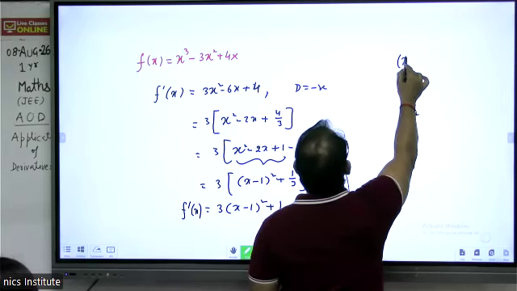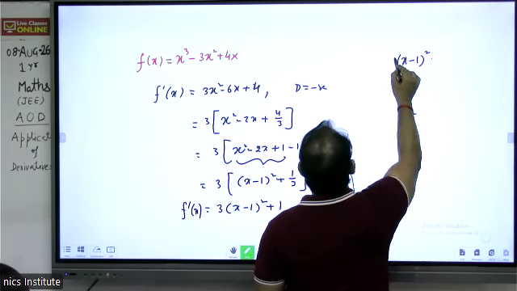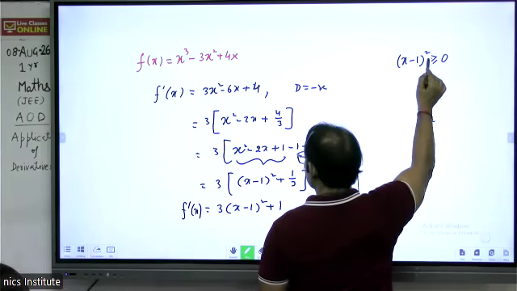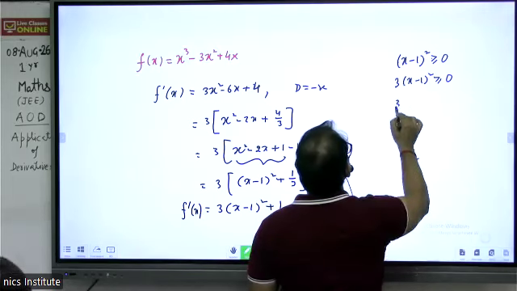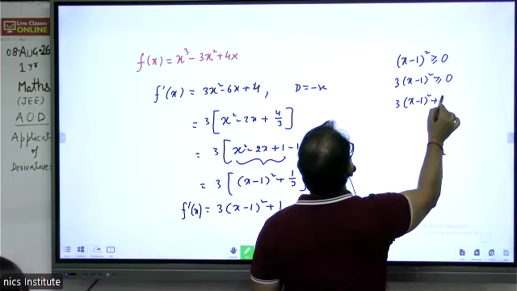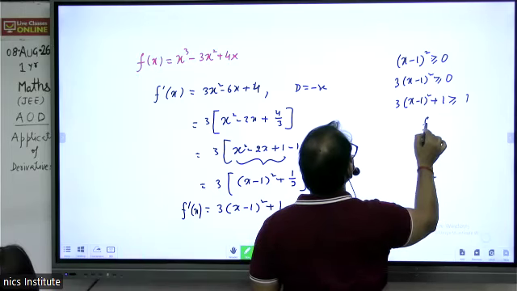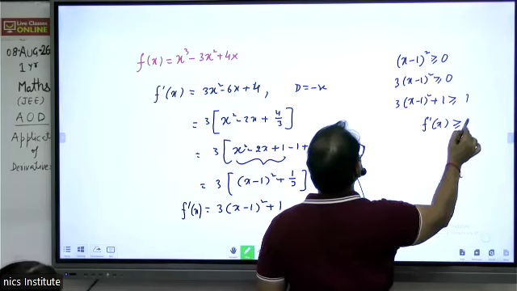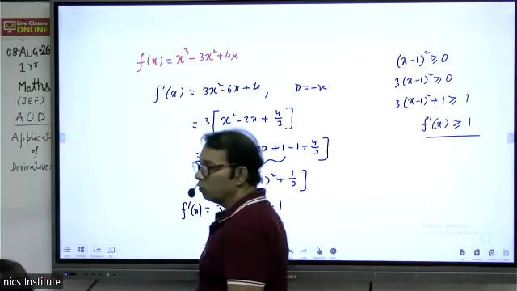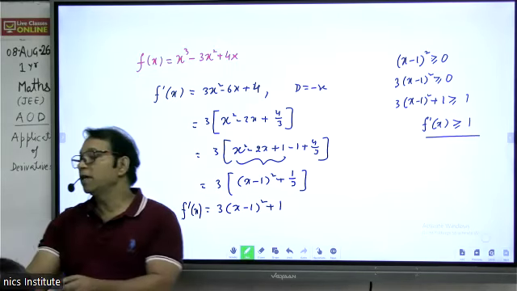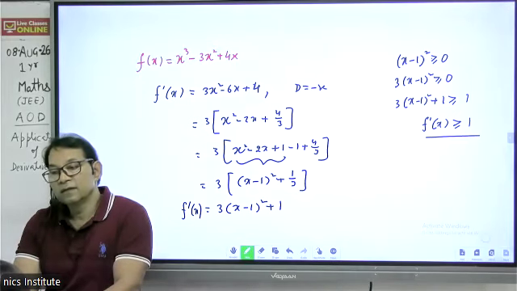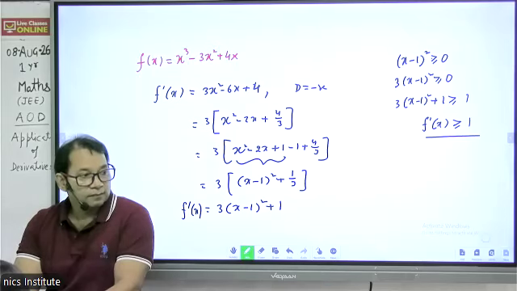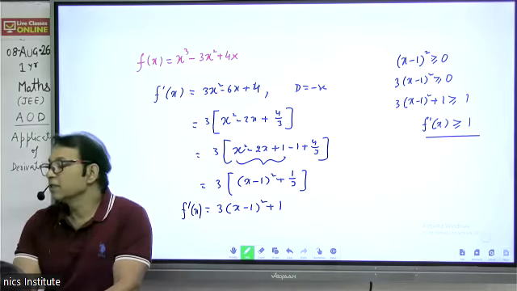So you know that a perfect square is always greater than or equal to 0. So 3 into x minus 1 whole square will also be greater than or equal to 0. That means 3 into x minus 1 whole square plus 1 would be always greater than 1. That is, derivative of the function is always greater than or equal to 1. So derivative is positive. So when derivative is positive, that means this function is strictly increasing. ऐसा भी होता है. So function is strictly increasing.